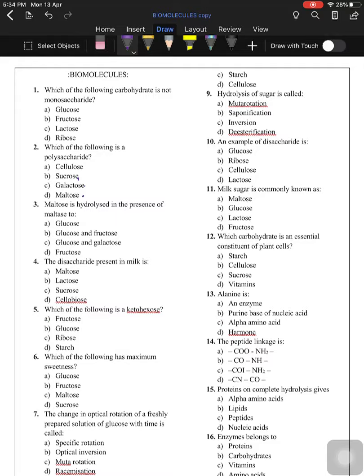Moving on to the sixth question: which of the following has maximum sweetness? The maximum sweetness among the following will definitely be for fructose, because it is directly obtained from the disaccharide, and it is a monosaccharide which is obtained from fruit. Therefore that will always be very sweet.